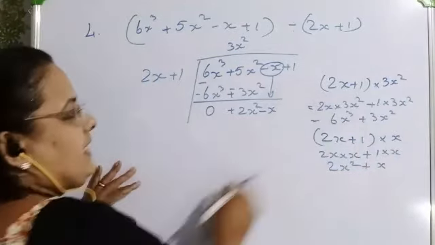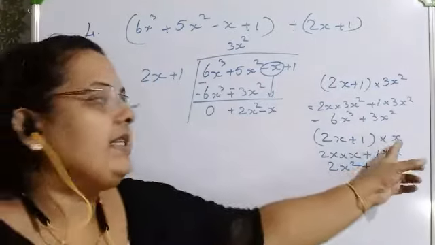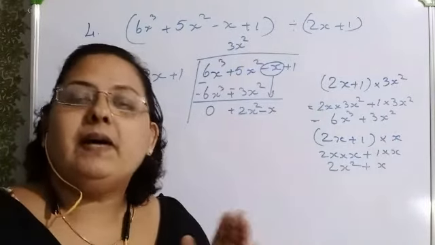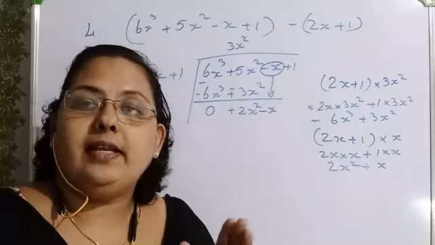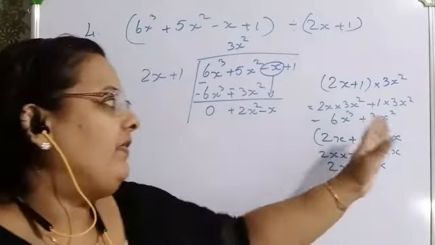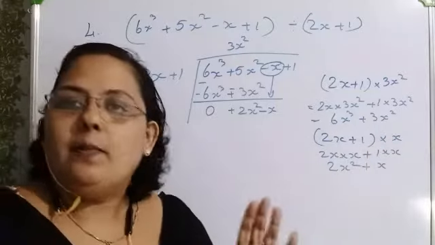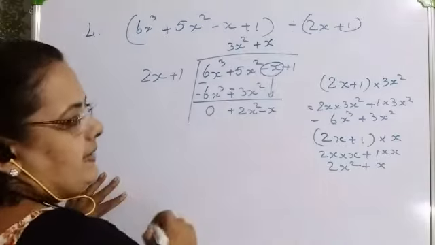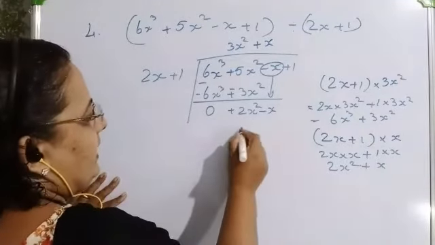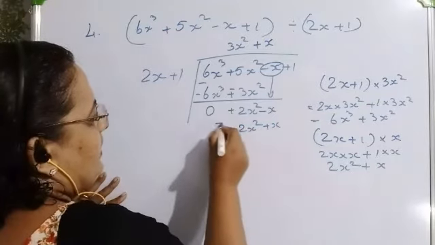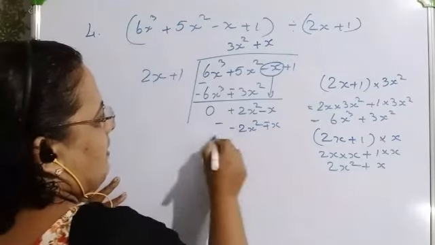Now here it is x. Listen, here it is simply x. So what will be its sign, positive or negative? It will be positive. If there is no sign there, that means it is positive. So we will write plus x. And now this we will write here, that is 2x square plus x. And I am going to subtract it, so this will be minus and this also will be minus.